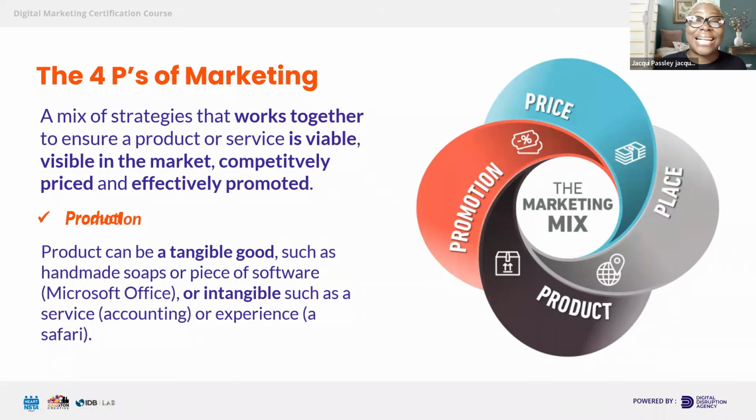Product can be a tangible good, such as a handmade 100% natural organic soap, or a piece of software. Think Microsoft Office, right? Or it can be intangible, such as a service. Think of accounting, or an experience. Think of an African safari. All of it comes under the umbrella term of a product, right?